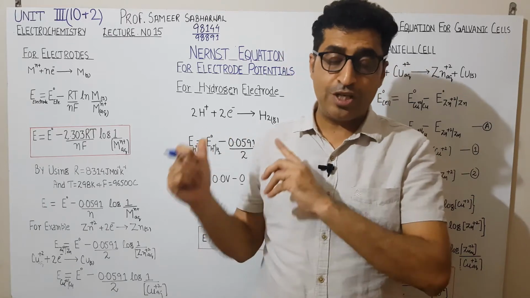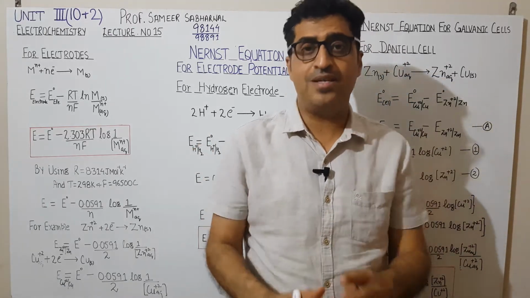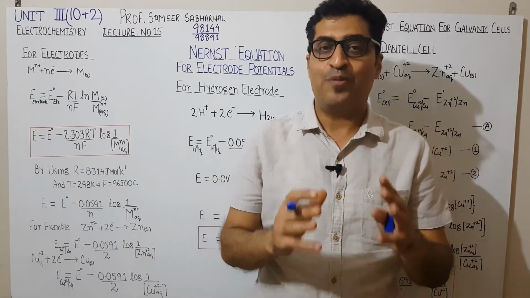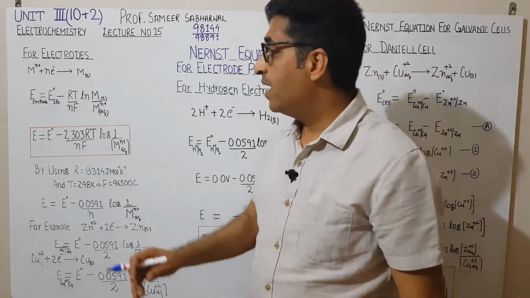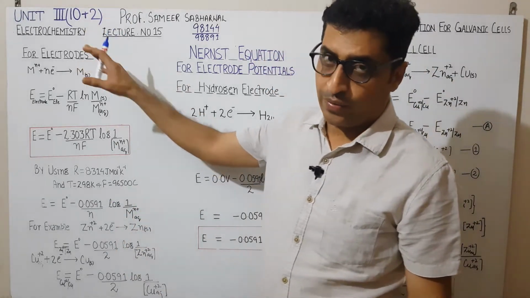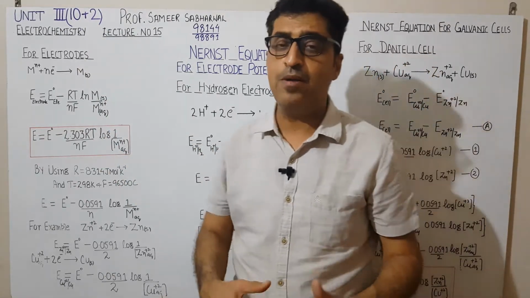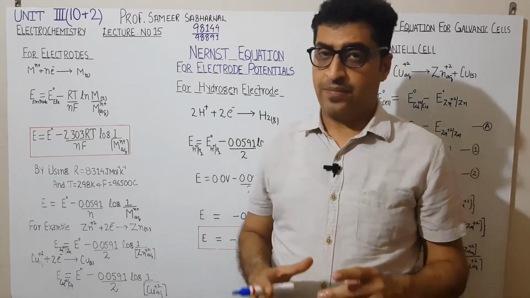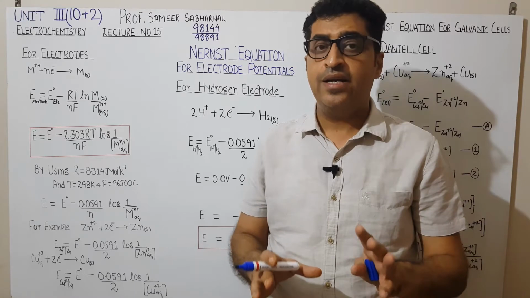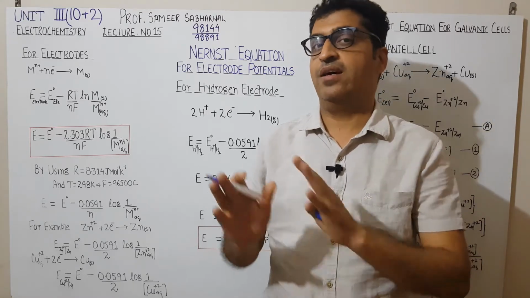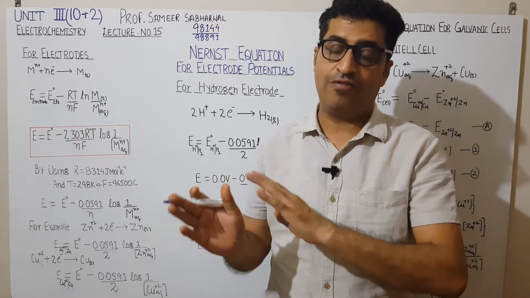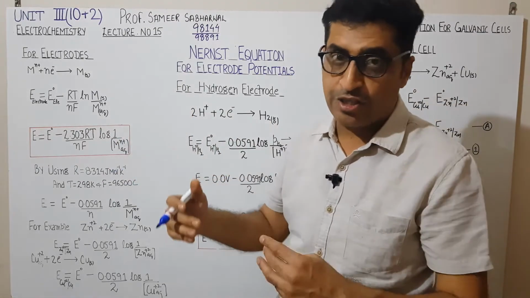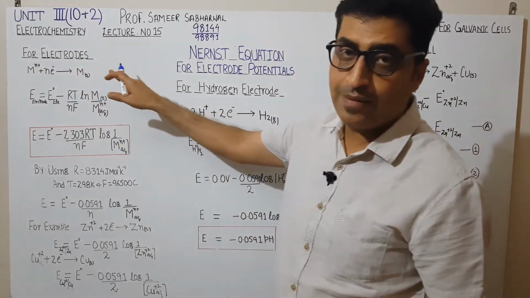So this equation which I am now going to discuss simultaneously gives the effect of temperature and concentration on electrode potential. Now let us see this equation. First of all, I'm going to discuss this for electrodes. Let us take a general expression: Mn positive plus n electrons gives M solid. Remember, it's not mandatory, but we generally use the reduction term while finding the expression for the effect of concentration on electrode potential. So I have written the equation of the reduction term, that is Mn positive plus n electrons gives M solid.